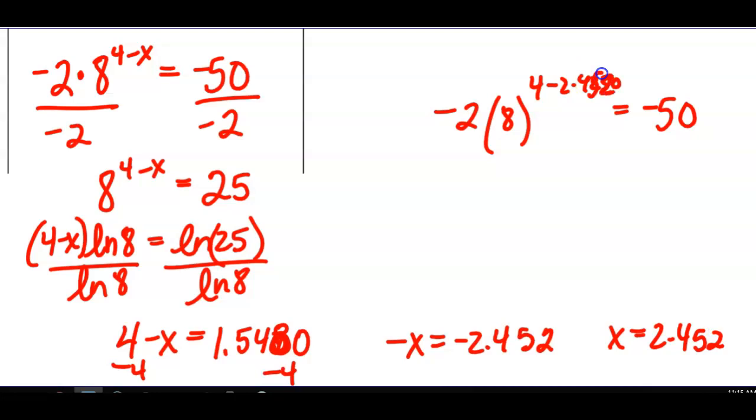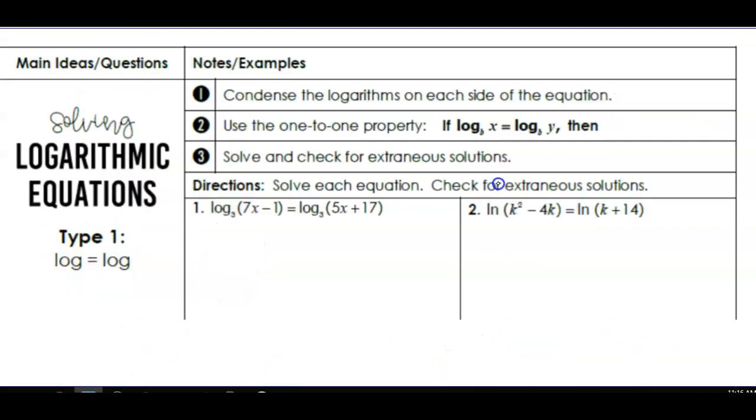Transpose those numbers. So then when I type it, I get negative 2 parenthesis 8 close parenthesis to the power of 4 minus 2.452, and then I get negative 50.00. Okay, so I transposed some numbers. I don't know how I managed to catch that, but anyway. All right, moving on.